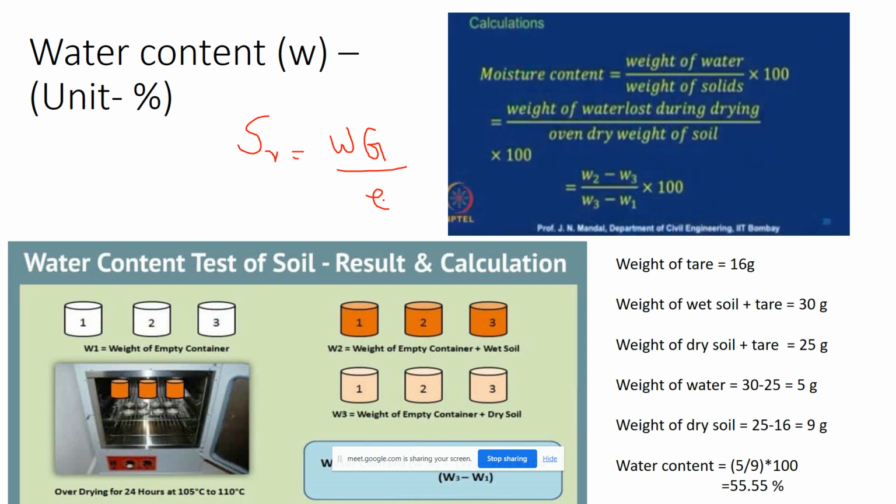These are all derived from the three phase diagram. You can refer to Gopal Ranjan. They have very well explained how these derivations have come. See, degree of saturation means, as I told, this much volume of voids, how much volume of water is present. That is what degree of saturation is.